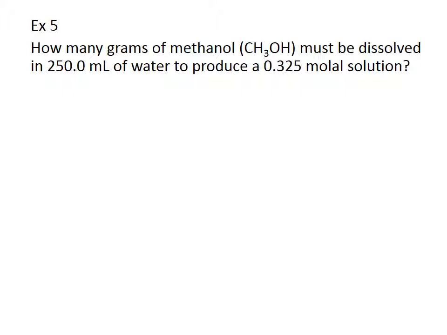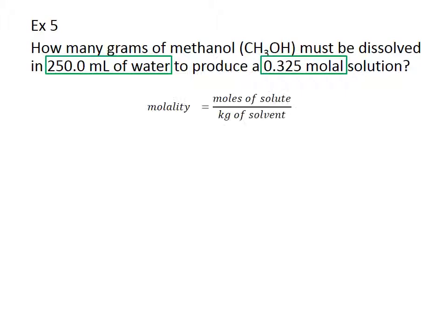So we're asked, how many grams of methanol must be dissolved in 250.0 milliliters of water to produce a 3.25 molal solution? So we're given 250 milliliters of water, and we're also given the molality of the solution. So if we're dealing with molality, we know that we're going to have moles of solute per kilogram of solvent.